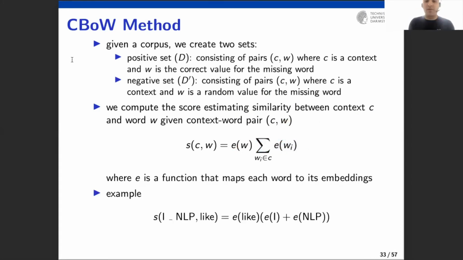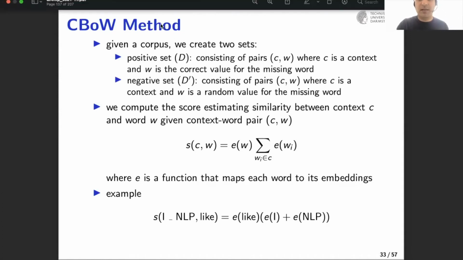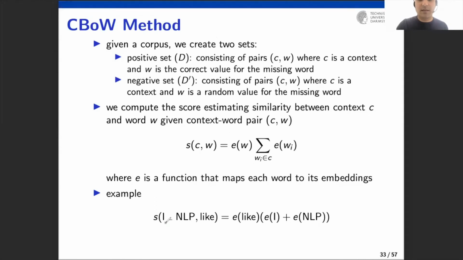Okay. So if we are given a sentence like "I ___ NLP", with a missing word, this is our context C, and this is our given word W, and we want to know if W is a good fit for this context or not.